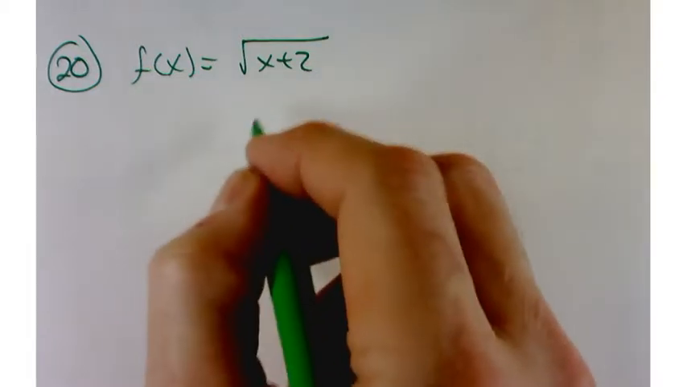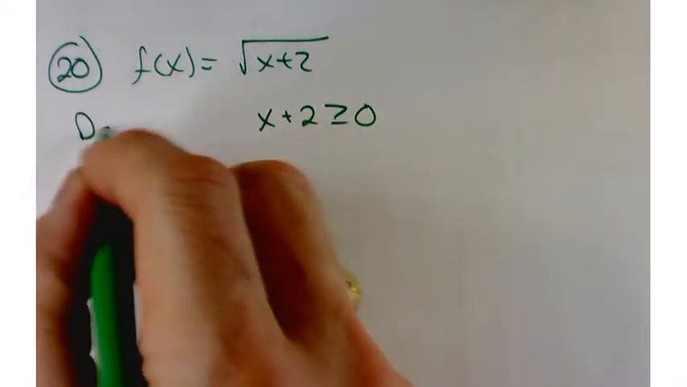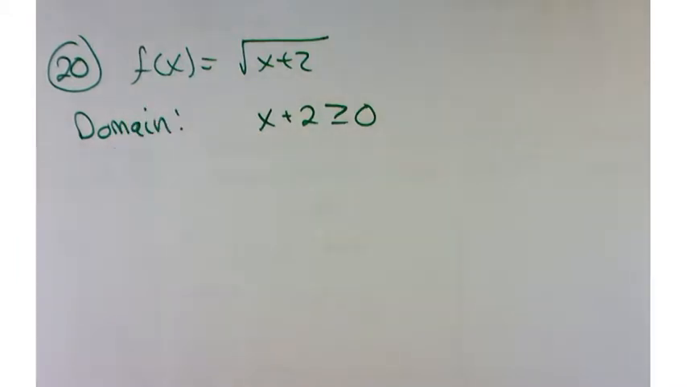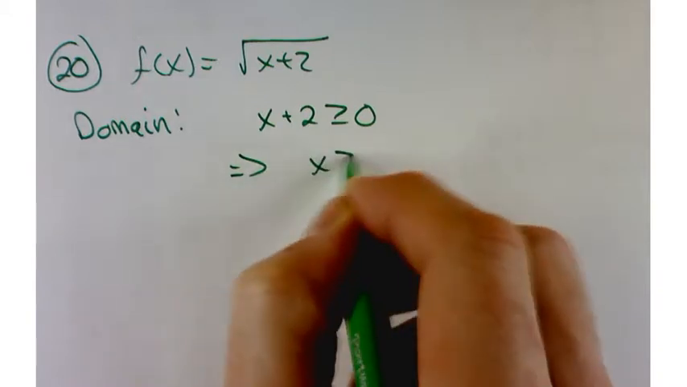So to do that, we want to make sure that x plus 2 is greater than or equal to 0. So that's going to be our domain. If that's our domain, well, that's equivalent to x is greater than or equal to negative 2.